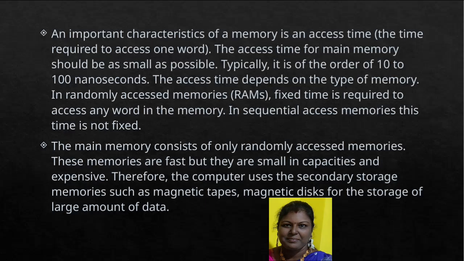Let's talk about memory access time. That's how long it takes to get to 1 word in memory. For main memory, this time needs to be as short as possible, usually between 10 and 100 nanoseconds. It varies depending on the memory type. Random access memory, or RAM, takes a fixed amount of time to reach any word, making it fast and predictable. Sequential access memory, on the other hand, doesn't have a fixed access time. Since main memory uses RAM, it's quick but limited in size and costly. That's why computers rely on secondary storage like magnetic disks and tapes for larger data needs.